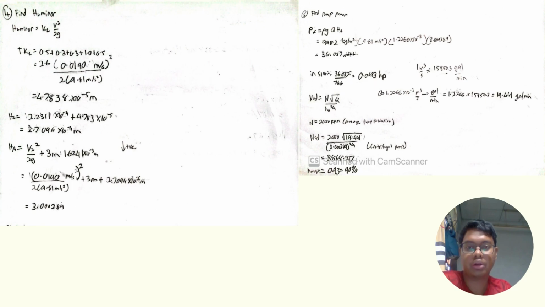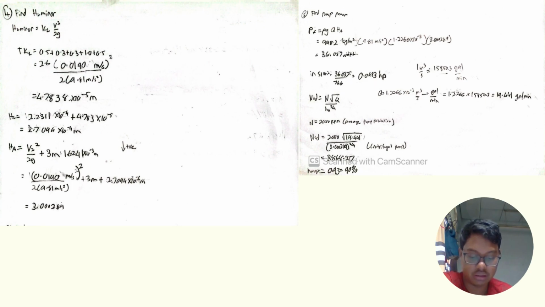So after finding HL major, we can find HL minor. To find HL minor, we can use KL times velocity squared over 2G. Then we obtain the HL minor, and we can find HL, which is the sum of both HL major and HL minor. Next, we can find the HA, where HA equals V2 squared over 2G plus height plus HL. Then we obtain the value of HA. Then we can find the pump power using the formula density times gravitational constant times flow rate times HA. And we obtain the value of pump power, 36.037 watt.